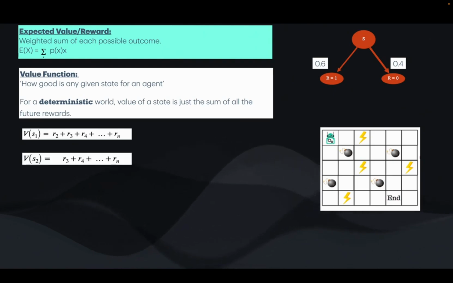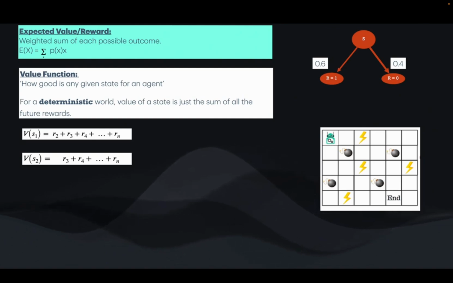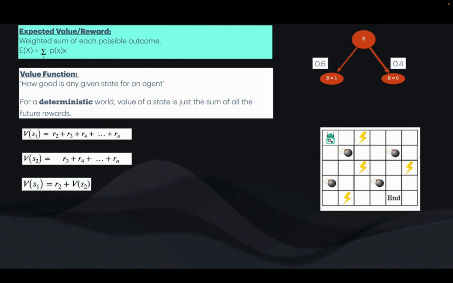If you simplify this equation, we can write V(s2) as nothing but r3, which starts from r3 because we only sum the future rewards. So from r3 it goes till rn. That is a representation of V(s2). Now we can plug this V(s2) into the first equation, and we get V(s1) is nothing but r2 plus V(s2), right? Now there are certain uncertainties in the environment, so your future rewards are not very easy to predict.